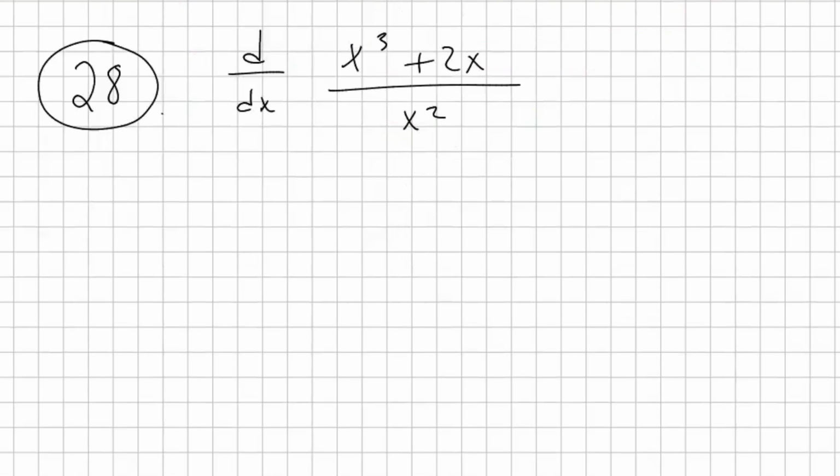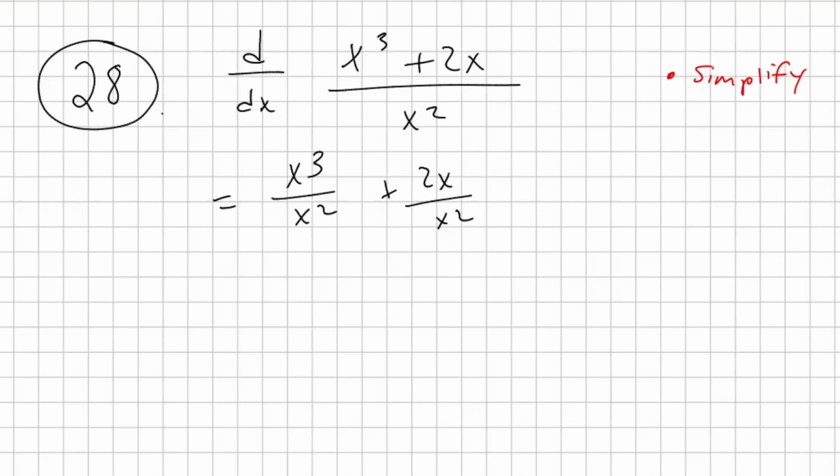Here we've got the derivative of (x cubed plus 2x) over x squared. For this we could potentially use the quotient rule, but I want to do a little trick here and simplify this first. I'm going to divide everything by x squared, so it's x cubed over x squared plus 2x over x squared. And x squared by x squared cancels out, so this is what we're left with.